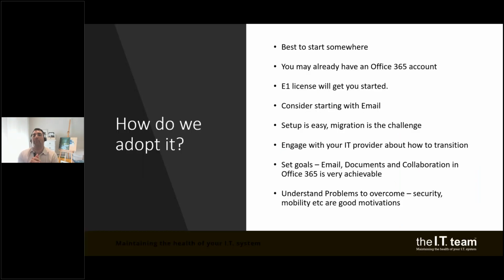So how do we adopt it? Best to start somewhere. For those people that don't have it, you probably already have a 365 account, Microsoft Office. E1 can be a way to get started. Consider starting with email. Setup is easy, but the migration is the challenge. How do you get all your old email and all your old documents over? It is possible, but sometimes you might need assistance from a provider, your provider or someone like us. Set goals, start with getting the email and the documents, and then work progressively from there. Don't try and do it all at the start. And understand what problems you want to overcome or you need to overcome. Security and mobility are often things that people need.